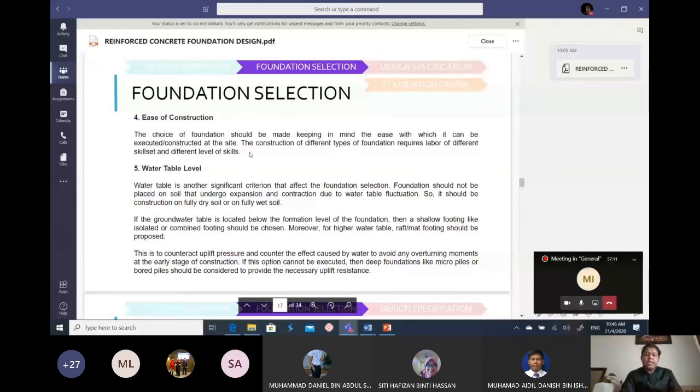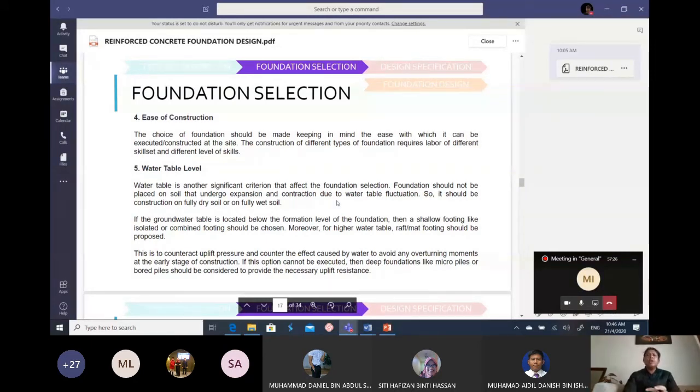So next is the water table level. Water table is another significant criteria that affects the foundation selection. Foundation should not be placed on soil that undergoes expansion and contraction due to water table fluctuation. It should be constructed on fully dry soil or on fully wet soil.